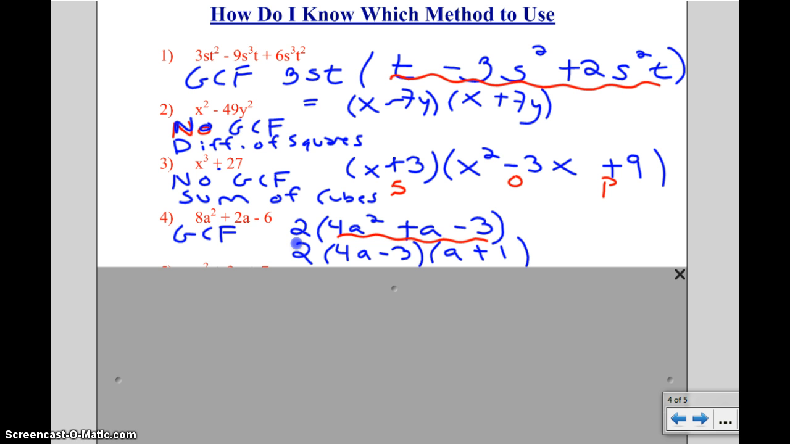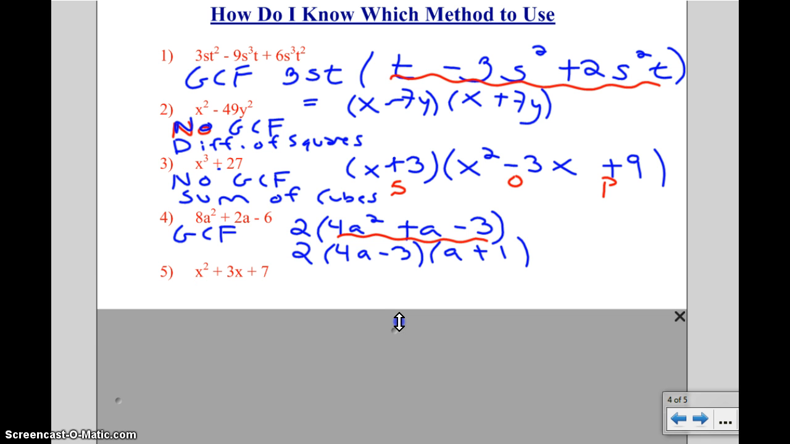The 2 that I factored out at the beginning just tacks on, and it continues to be part of my answer. I just leave it there in front of my first binomial as my coefficient. So that 2 continues to be part of my final answer as another factor.